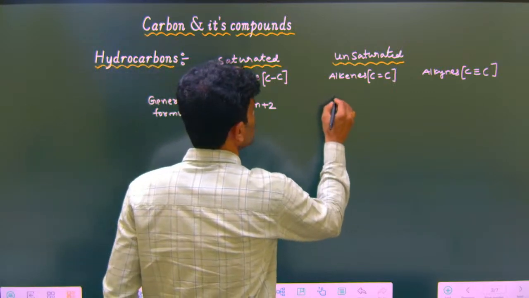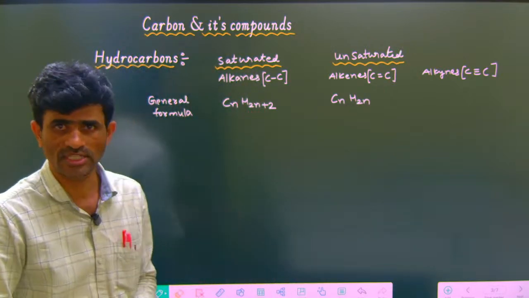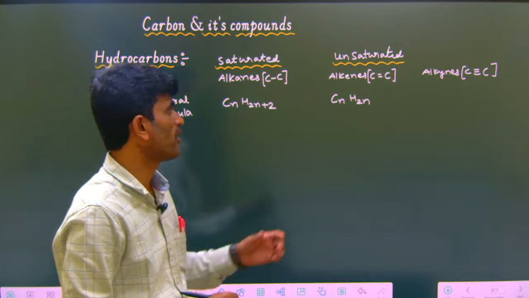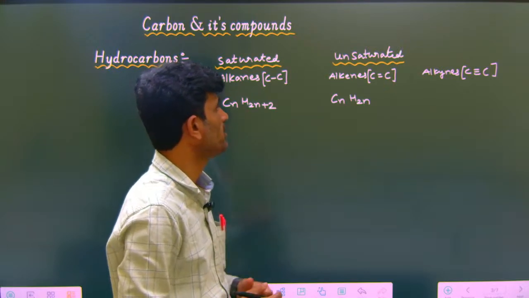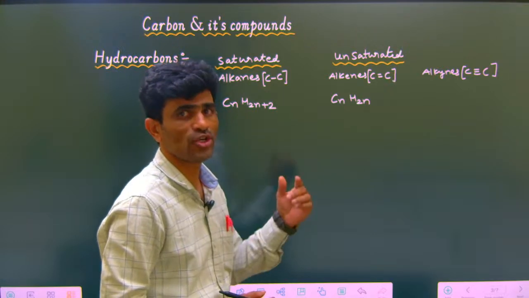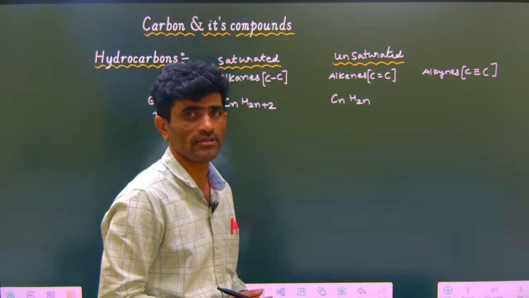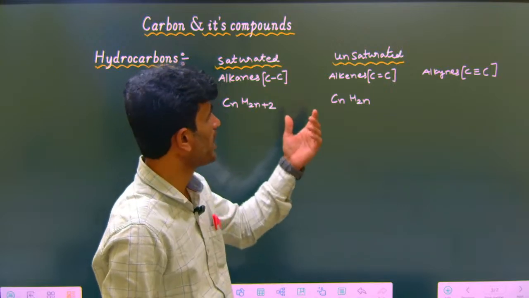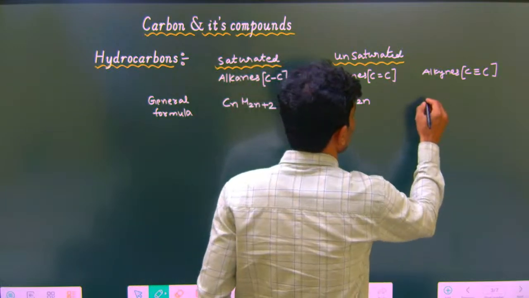Similarly, alkenes is CnH2n. Here the number of hydrogens will be exactly double the number of carbons. For example, I have 12 hydrogens. How many carbons should be there in that particular alkene? Exactly half. If 12 hydrogens are there, there must be 6 carbons. So if you know hydrogens, you can write carbons, and if you know carbons, you can also write hydrogens. That is about alkenes. And then alkynes.